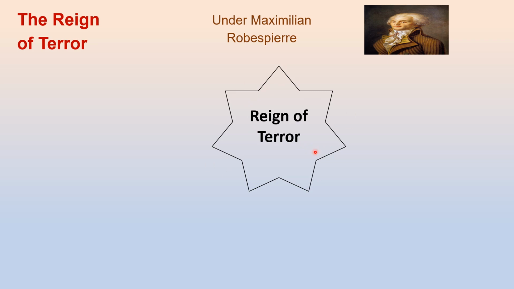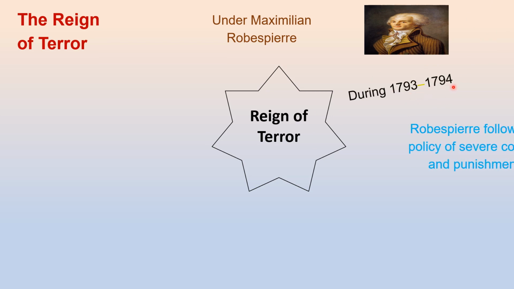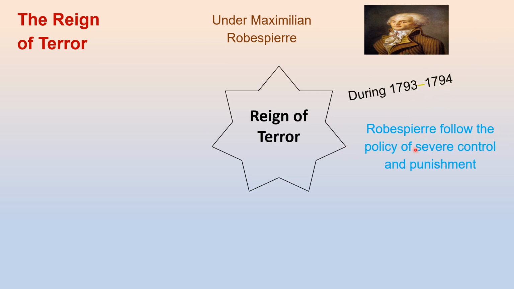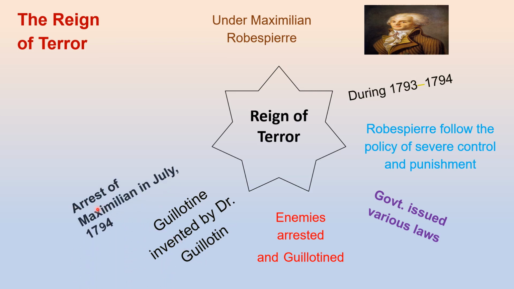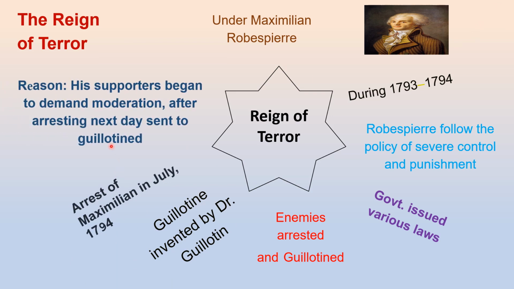The Reign of Terror under Maximilian Robespierre. The major events under the Reign of Terror were between 1793 and 1794. Robespierre followed a policy of severe control and punishment. The government issued various laws. Enemies were arrested and guillotined. The guillotine was invented by Dr. Guillotin. Arrest of Maximilian Robespierre in July 1794: the reason is his supporters began to demand moderation. After his arrest, the next day he was sent to the guillotine.